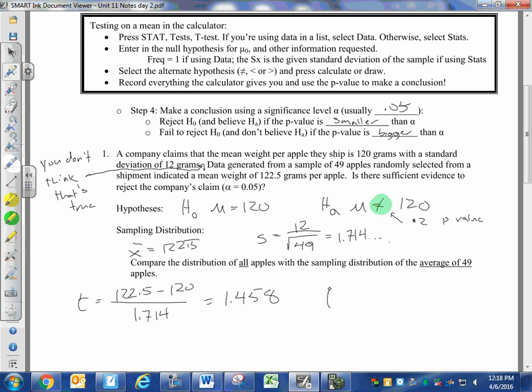We will do tcdf. Again, we will go from this to the high point, which we'll say is 10. If this was negative, we would go from negative 10 to that value. So I do from 1.458 to 10.